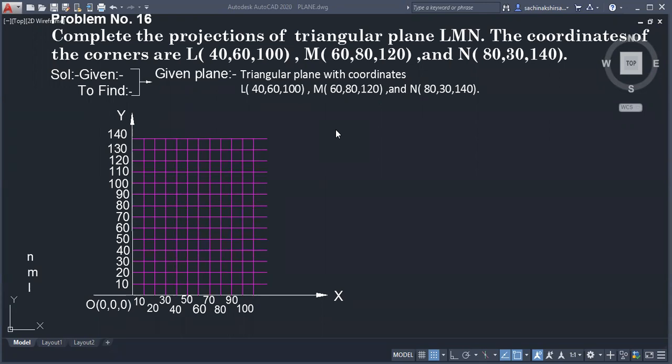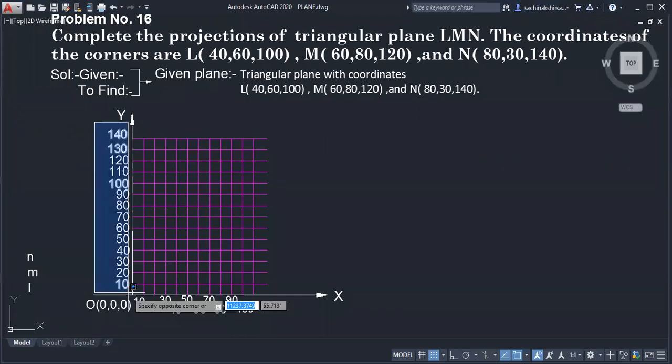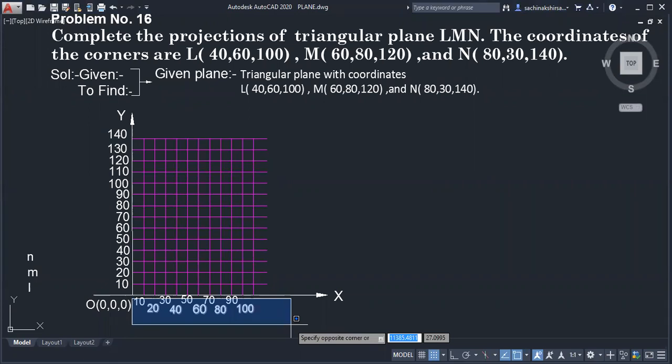Everyone, multiple of what? 40, 60, 100, 60, 80, 120, 80, 30, 140. What you can do is draw a structure like graph paper. All the lines are there, so here I have selected a scale. You can draw such a scale: 10, 20, 30, 40 like this. On the y-axis as well, you can draw such a scale: 10, 20, 30, 40, 50, 60, 70, 80 like this.